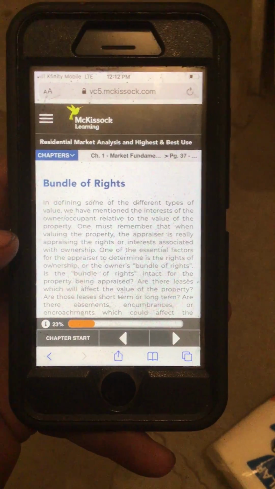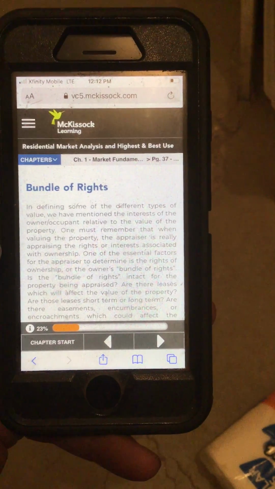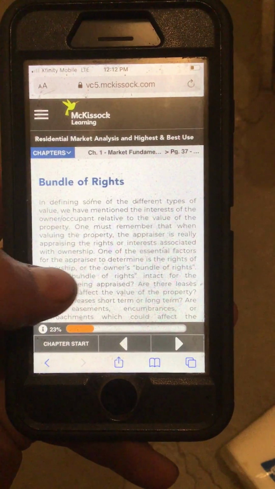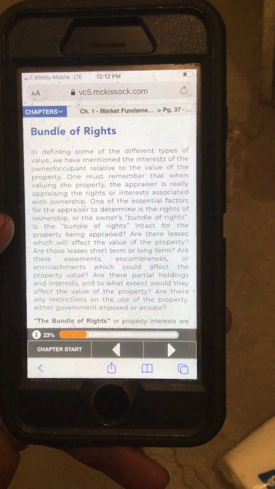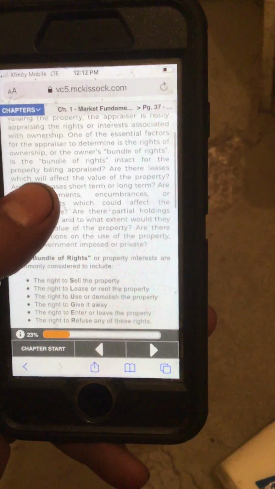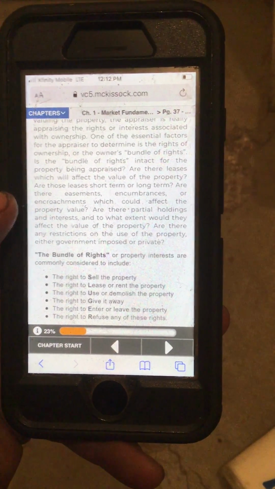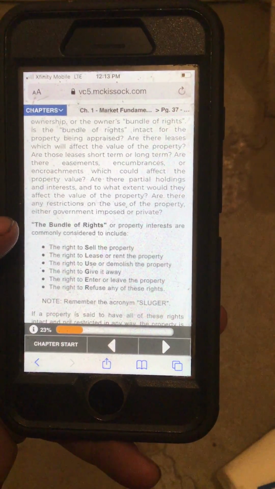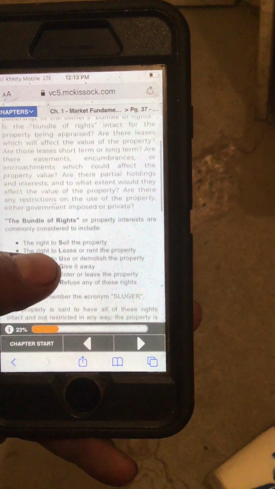Bundle of rights. In defining some of the different types of value, we have mentioned the interests of the owner/occupant relative to the value of the property. One must remember that when valuing the property, the appraiser is really appraising the rights or interests associated with ownership. One of the essential factors for the appraiser to determine is the rights of ownership, or the owner's bundle of rights. Is the bundle of rights intact for the property being appraised?